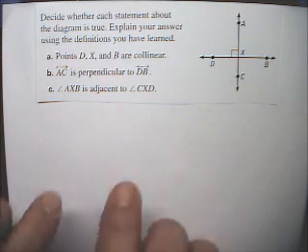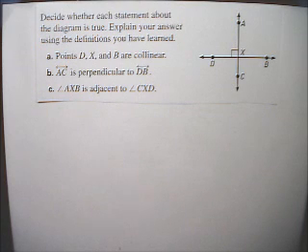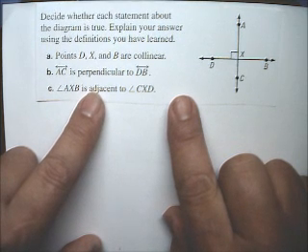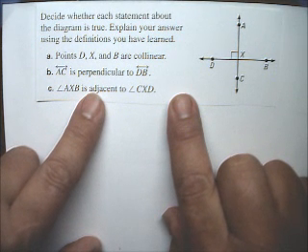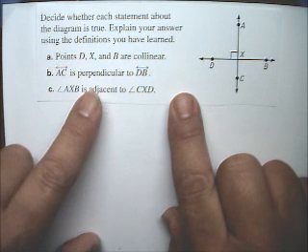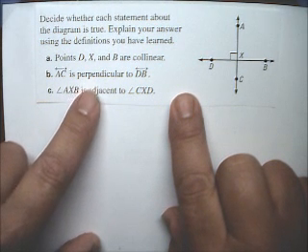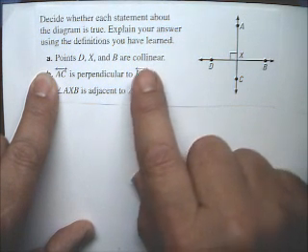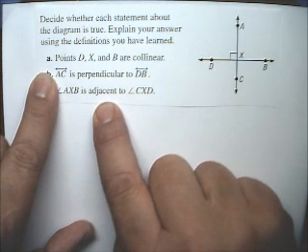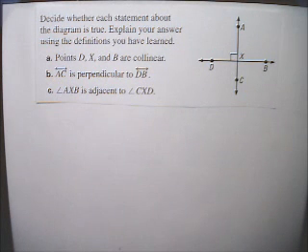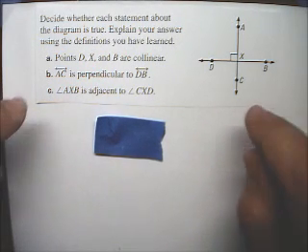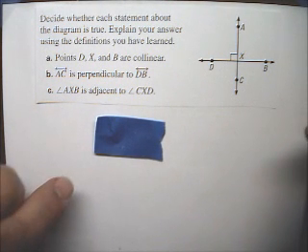Hello, this is Reasoning and Proof, Definitions and Biconditional Statements, Example 1. In this example, it's about using definitions. The statements that we have to say are true or false are very simple if you know the meaning of the words. Collinear, perpendicular, adjacent, you need to know the meanings of those words, or else it's impossible. For me, they're very easy because I know the meanings of those words.